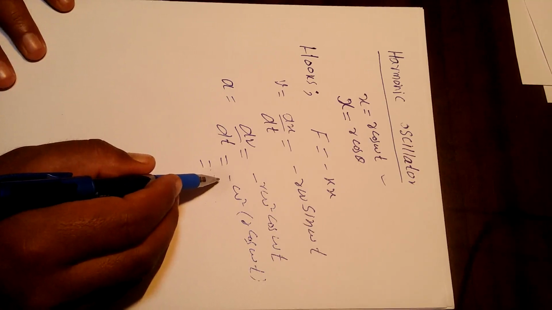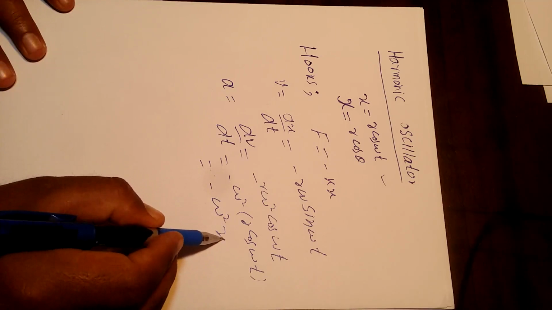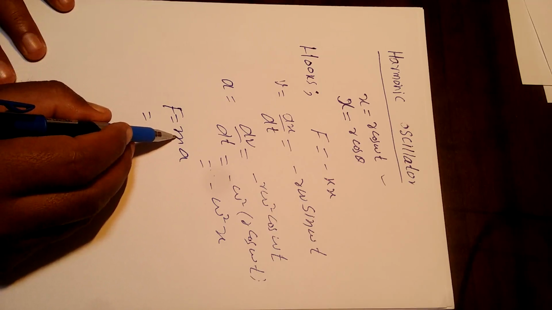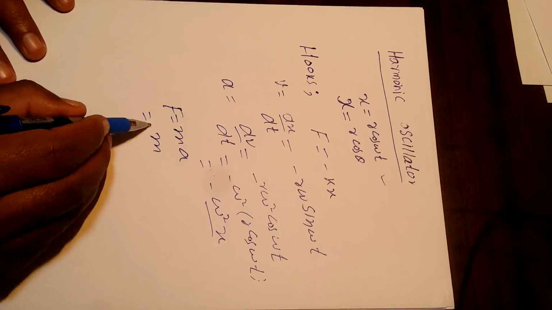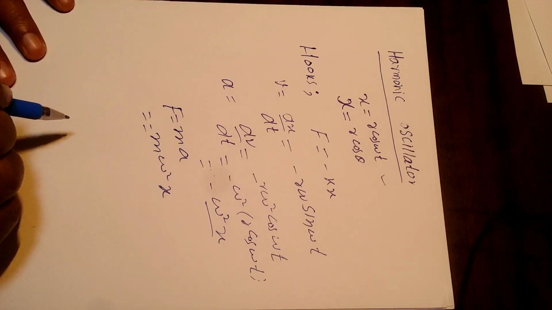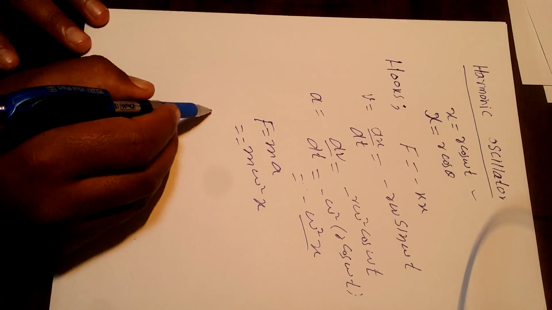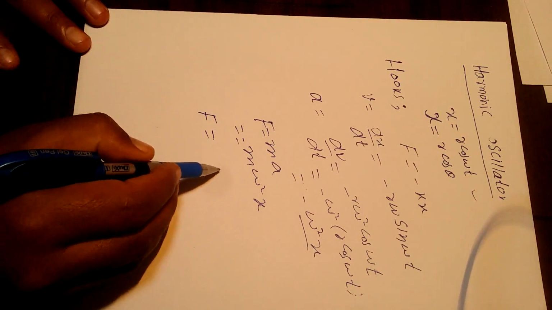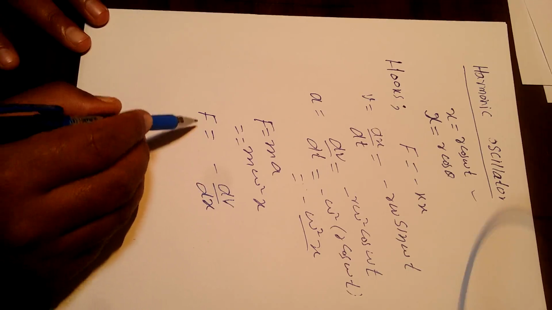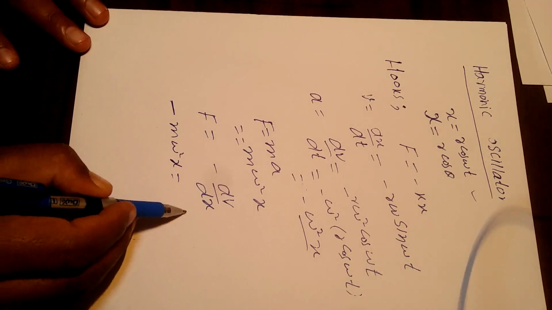which is equal to minus omega square x. And you know F is equal to ma, and a is minus omega square x. The negative gradient of the potential is called force, F is equal to minus dV divided by dx. So F is minus m omega square x, equal to minus dV divided by dx.